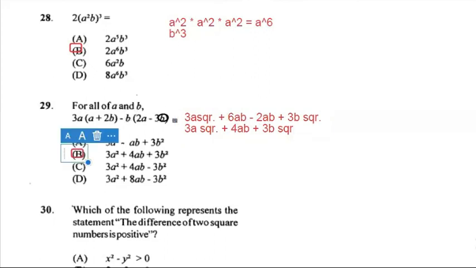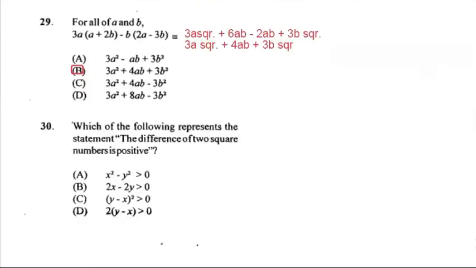So guys, remember, negative times a negative results in a positive, and that is how we got the positive 3b squared. And we're moving nicely along.